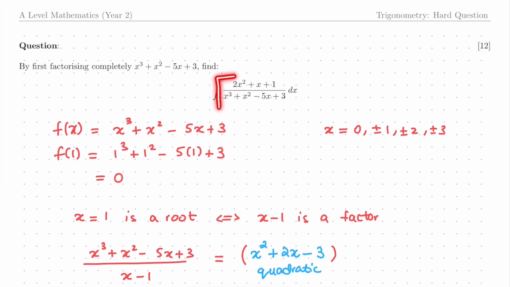Now let's focus on this integral. If you notice, this cubic that we just factorized is in the denominator of this integral. So instead of this cubic, we can just replace it with the factorized form. Let's see how it goes. We have the integral of 2x squared plus x plus 1 divided by the cubic, and instead of the cubic I will write the factorized form, x plus 3 times x minus 1 whole squared, dx.